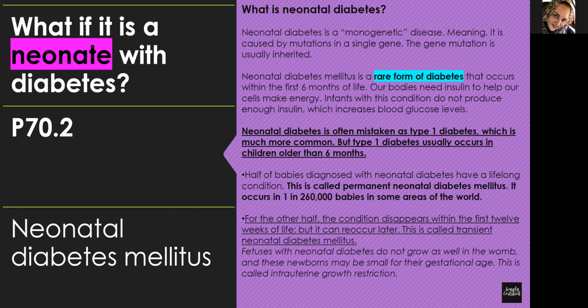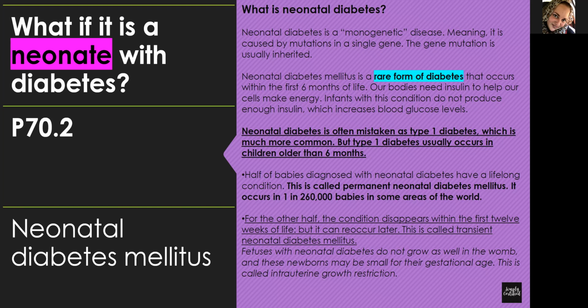All right. So what if it's a little tiny baby with diabetes? Usually, type 1 diabetes comes on later in life, usually in kids older than 6 months. What if it's a brand new, shiny, smelly, cuddly baby? Well, there's a code for that. Neonatal diabetes is an actual condition. There's a P code for that, P70.2.